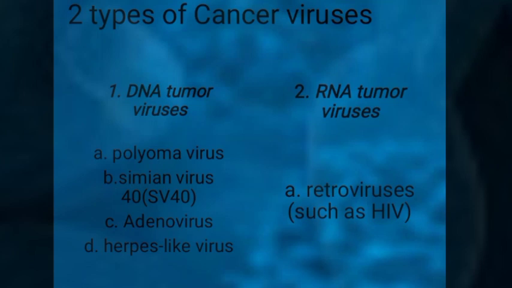The second type is RNA tumor viruses. For example, retroviruses such as HIV or human immunodeficiency virus, which causes acquired immunodeficiency syndrome or AIDS, found in chimpanzees and gorillas. These viruses transform cells because they carry genes whose products interfere with the cell's normal growth.